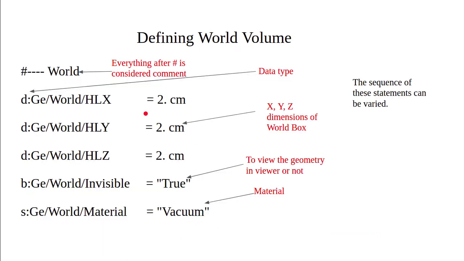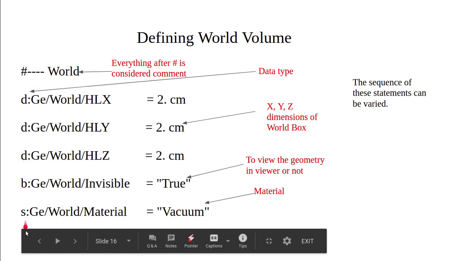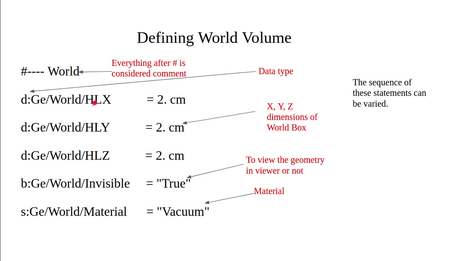Let's see. Before defining our spheres, we need to define our world volume in which we want to put our whole geometry or the experimental setup. I have already discussed this: D, B and S. D means double, B means boolean, and S means string. So any volume we define, we have to define its type. It's not given here, you have to define it. Then, based on the type, there are some parameters defined to define that volume.